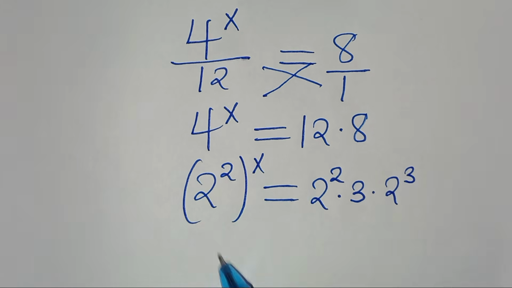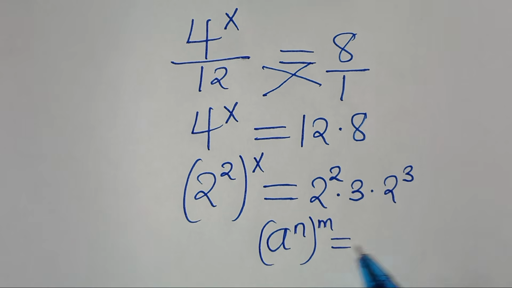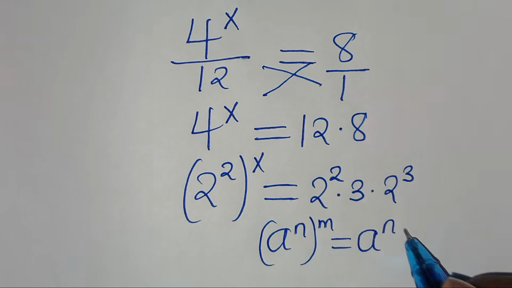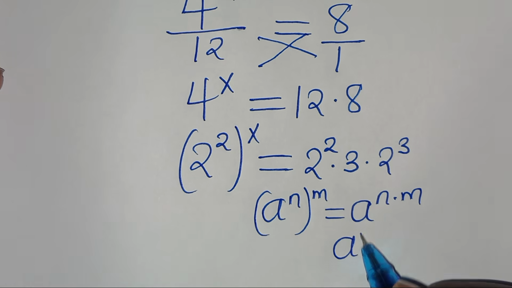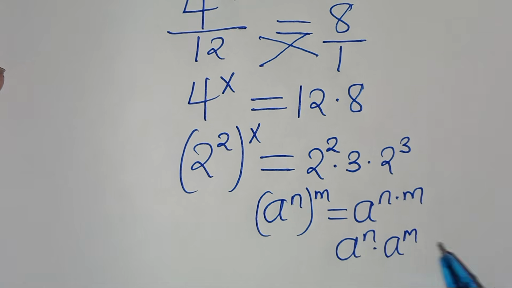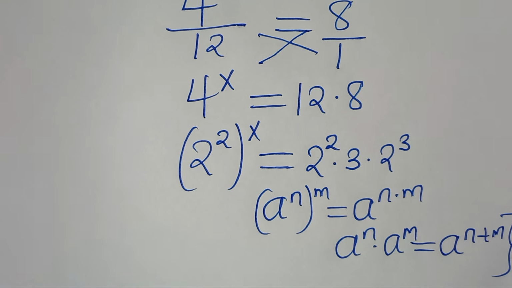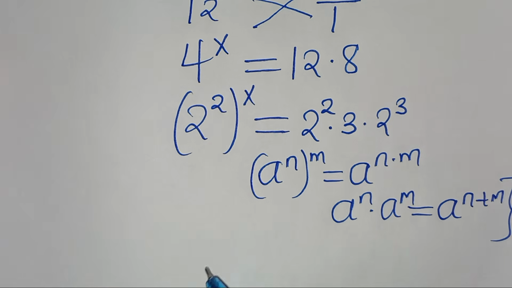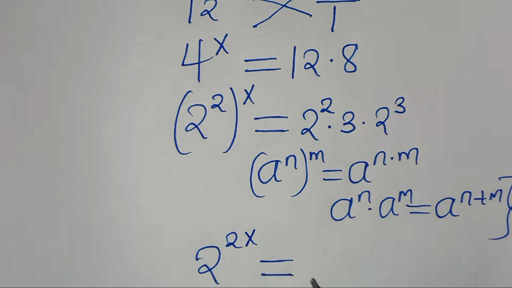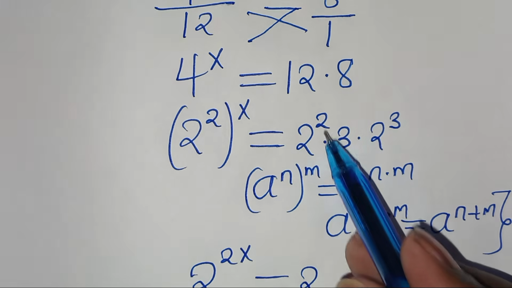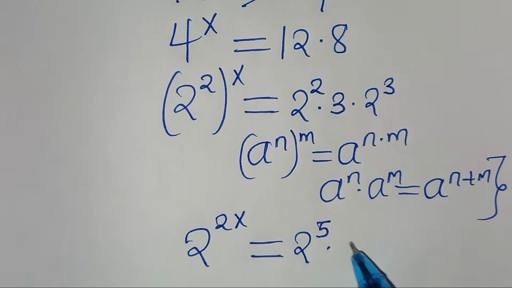Now, this is in the form of a to the power of n raised to the power of m, which we can express as a to the power of n multiplied by m. And again here we have a to the power of n times a to the power of m, which can be expressed as a to the power of n plus m. Applying these two exponent properties, we have 2 to the power of 2x. This is equal to 2 to the power of 2 plus 3, which is 2 to the power of 5, then times 3.